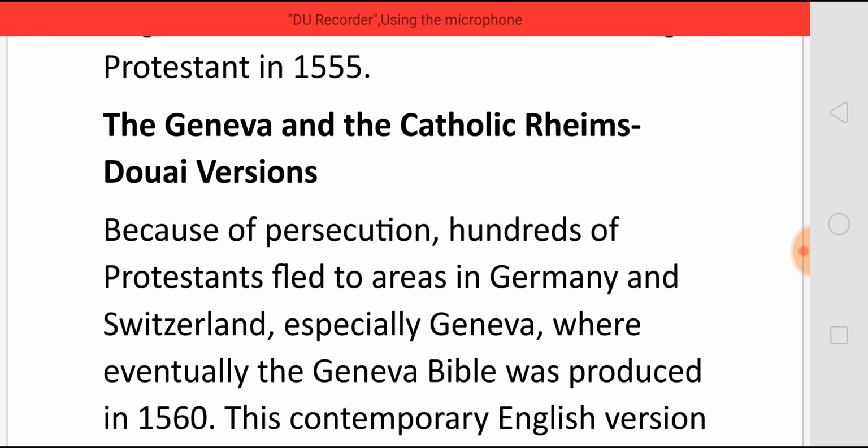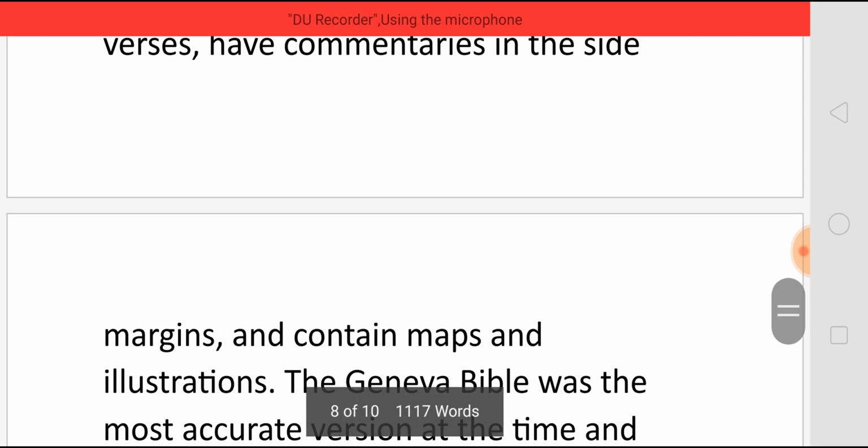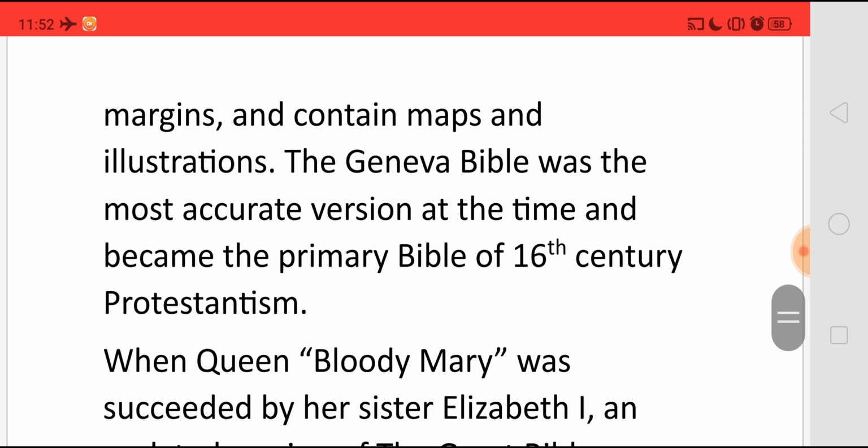Because of the persecution, hundreds of Protestants ran away to Germany and Switzerland, and especially to Geneva, where eventually the Geneva Bible was produced in 1560. This contemporary English version accomplished many firsts: it was the first to use a team of translators, number the verses, have commentaries in the side margins, and contain maps and illustrations. The Geneva Bible was the most accurate version at the time and became the primary Bible of the 16th century Protestantism.